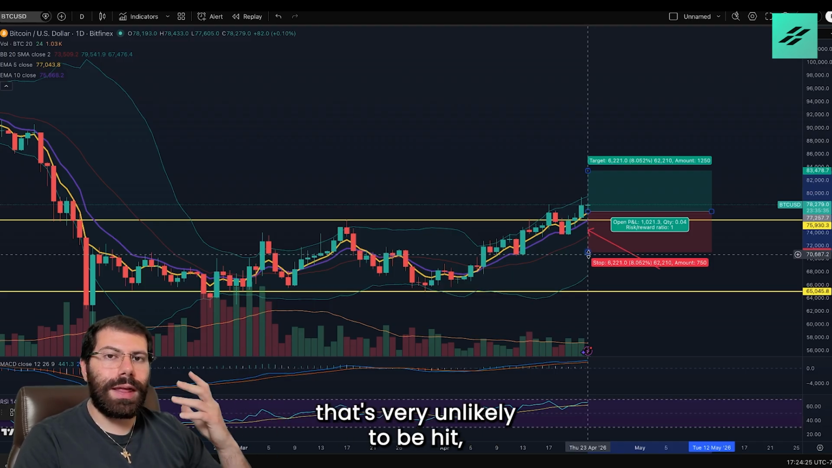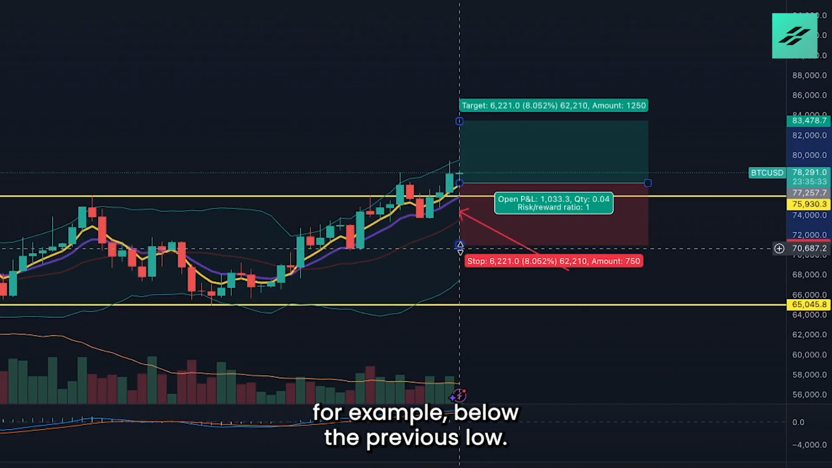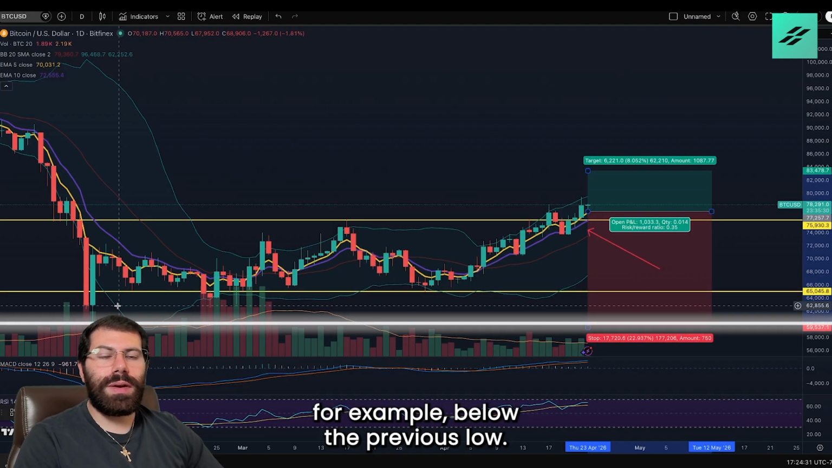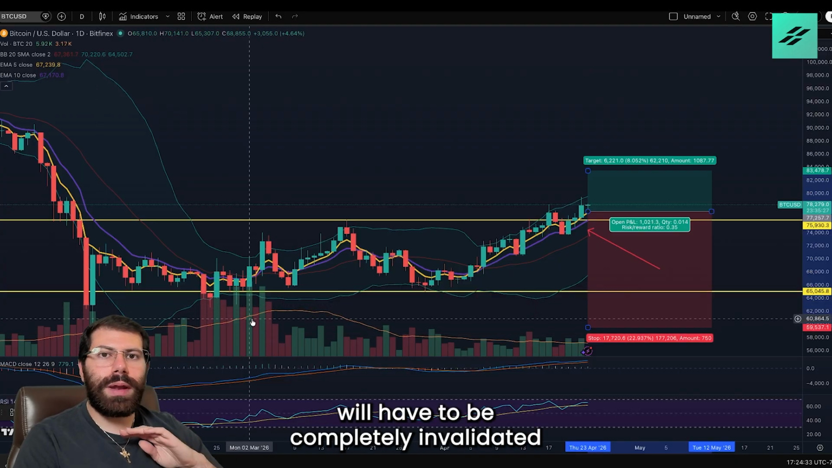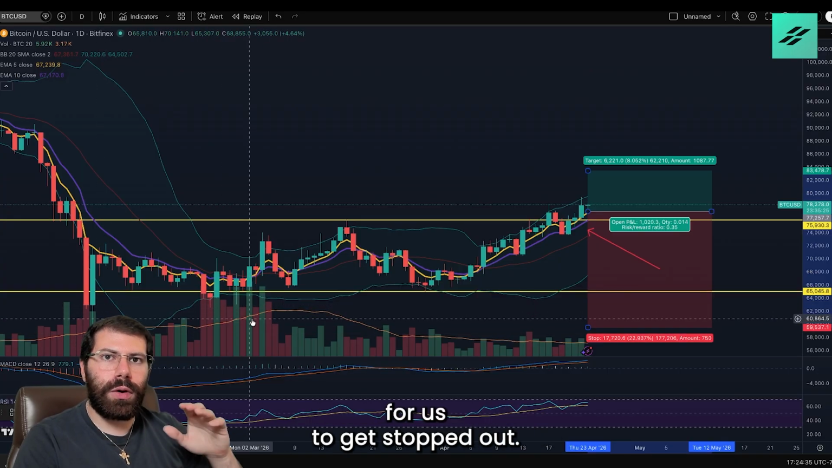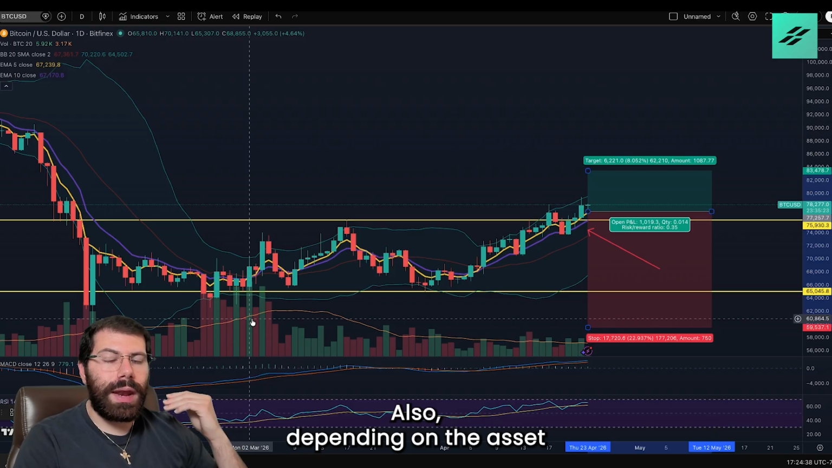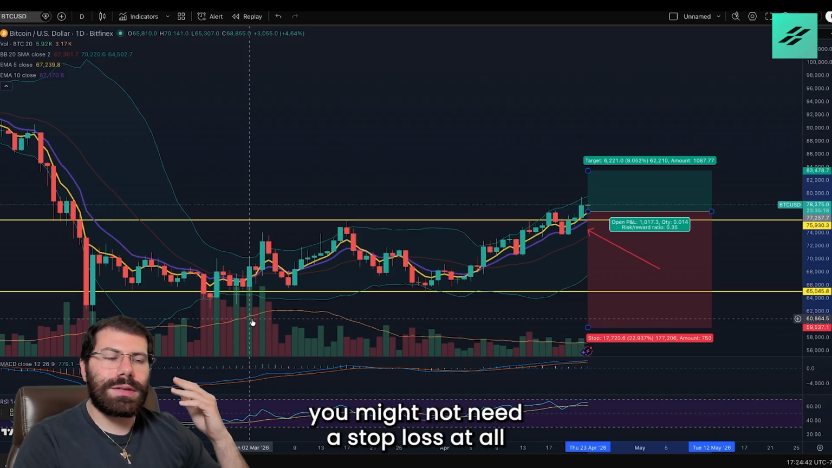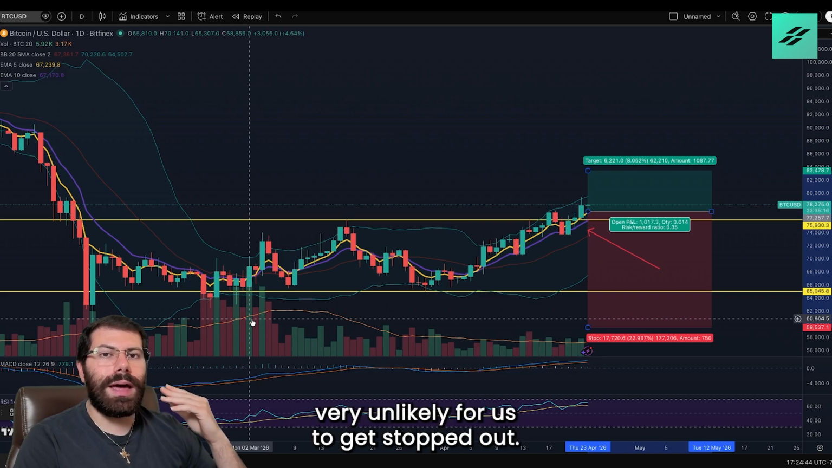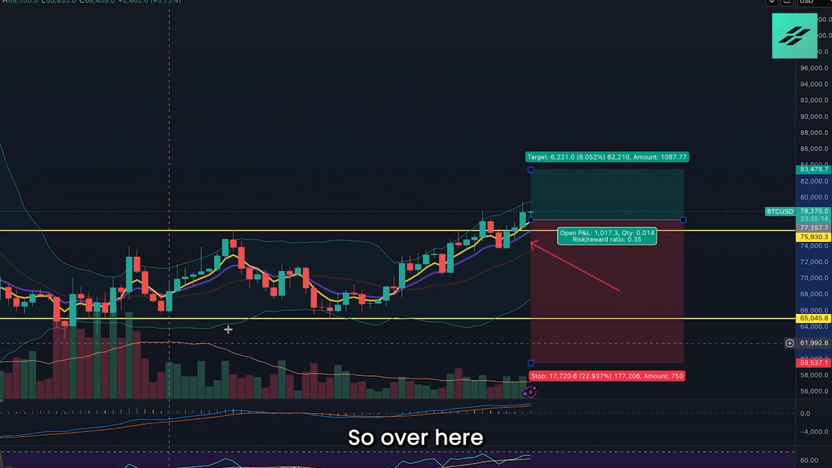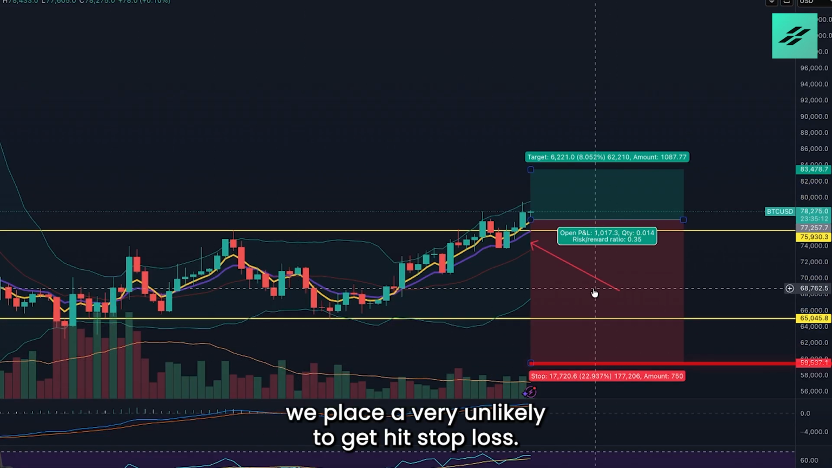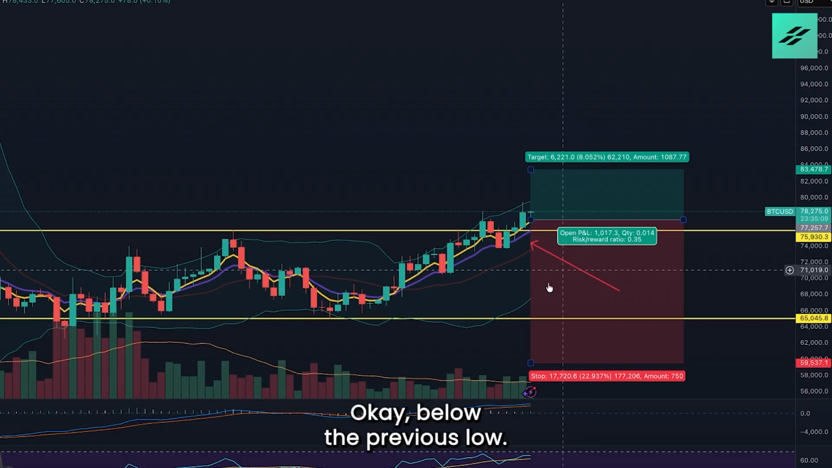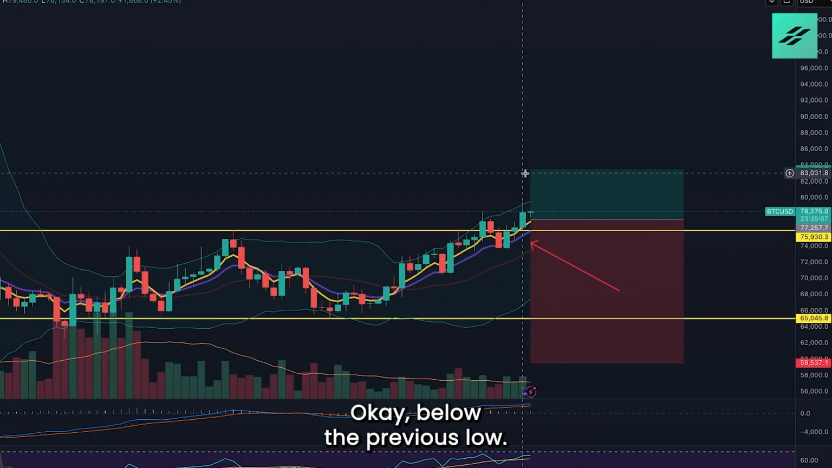So if we enter over here on this confirmation of the breakout, we're going to want to put our stop loss in an area that's very unlikely to be hit. For example, below the previous low. That means that the trade will have to be completely invalidated for us to get stopped out. Also, depending on the asset you're trading and your experience level, you might not need a stop loss at all, because we want to make it very unlikely for us to get stopped out. So over here, we place a very unlikely to get hit stop loss, okay, below the previous low.